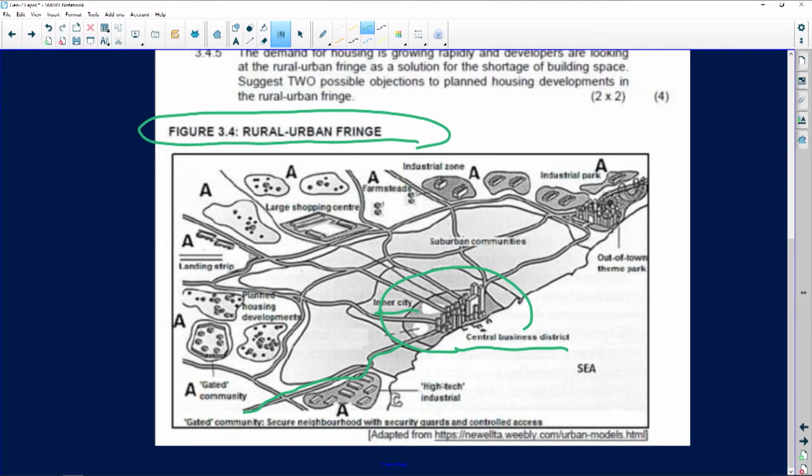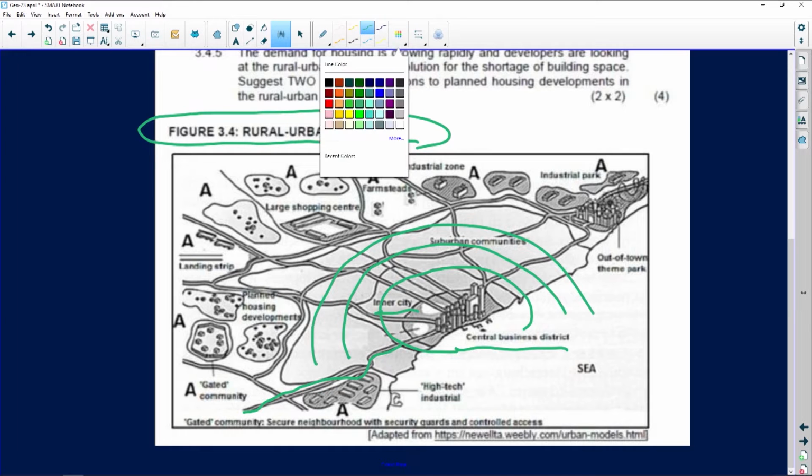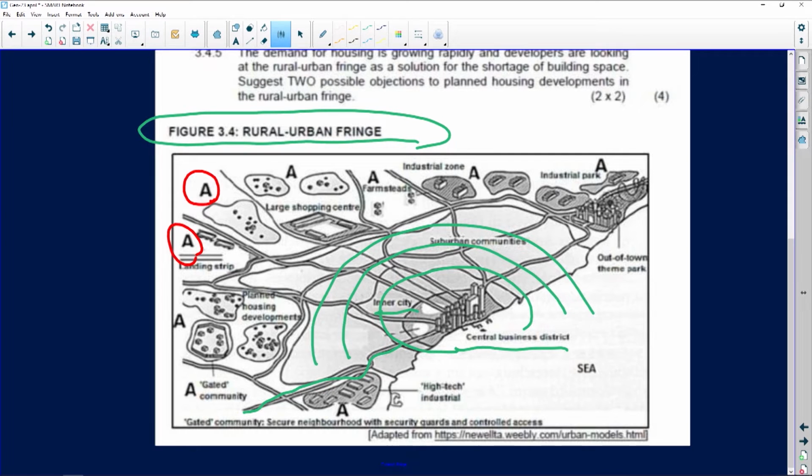Now, if we continue and look at our urban settlements, usually we've got lower class, middle class, and higher class settlements. We have our OBDs, outgoing business districts. For instance, Sandton is a beautiful example. But very importantly, they've shown us with the letter A that represents activities taking place on the rural-urban fringe.